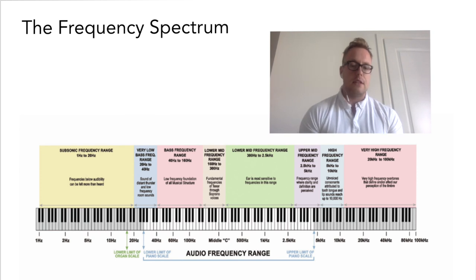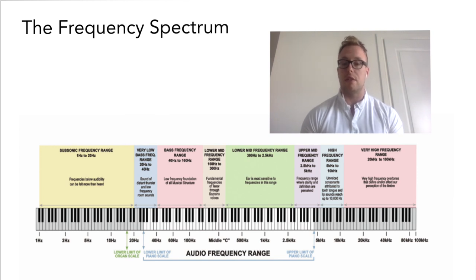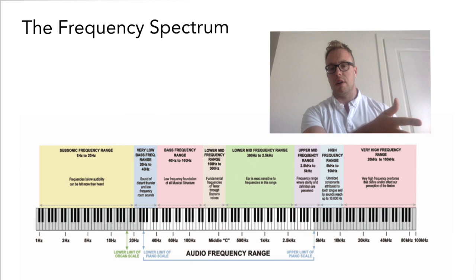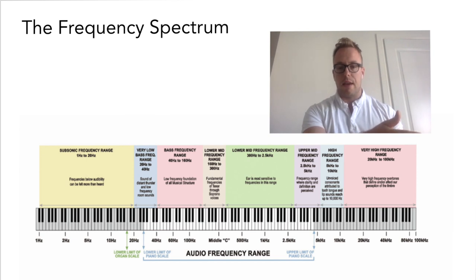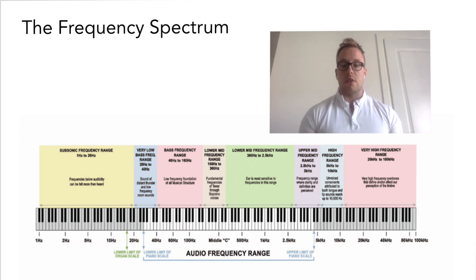The next slide is an illustration of the audible frequency range, or the range of possible frequencies, because it does include subsonic frequencies and then very high frequencies that are above the range of human hearing, as they would be seen on a piano. So you'd be able to see there's the grayed out notes, which aren't on a real piano, and then you'd be able to see the gray notes at the top end as well.